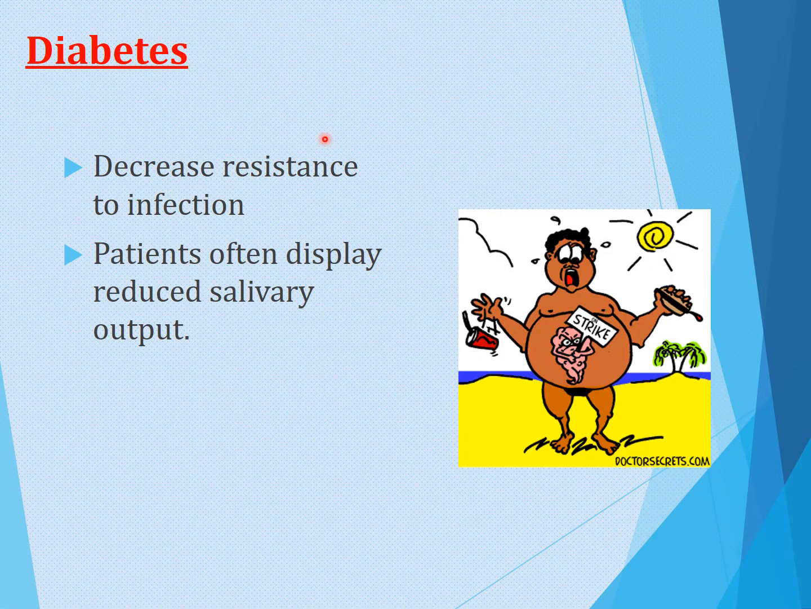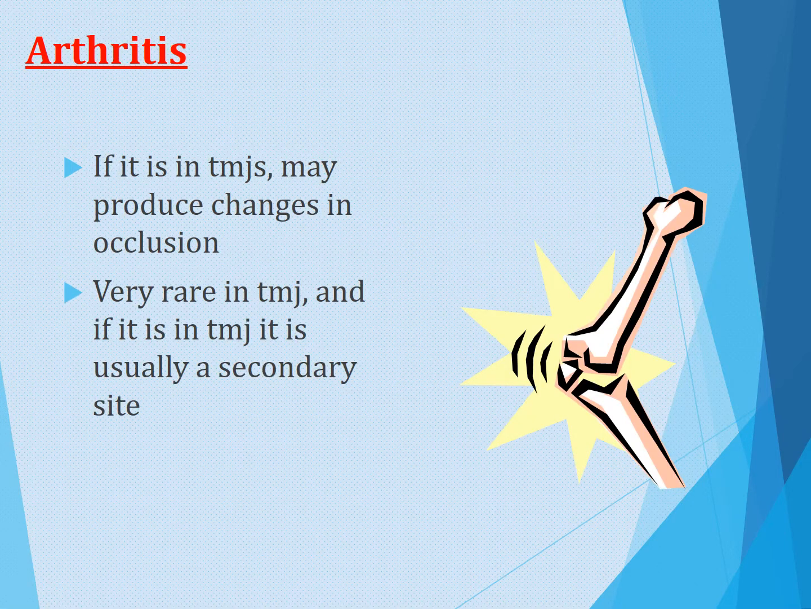Diabetes: they have decreased resistance to infection, so they get infection very fast and the healing is slow, so we have to take that into account. Also, when are they taking their medications, have they eaten something before coming or not, so everything has to be managed properly. Patients often display reduced salivary flow, which makes fitting our dentures and processes difficult, but in few patients, not in all.